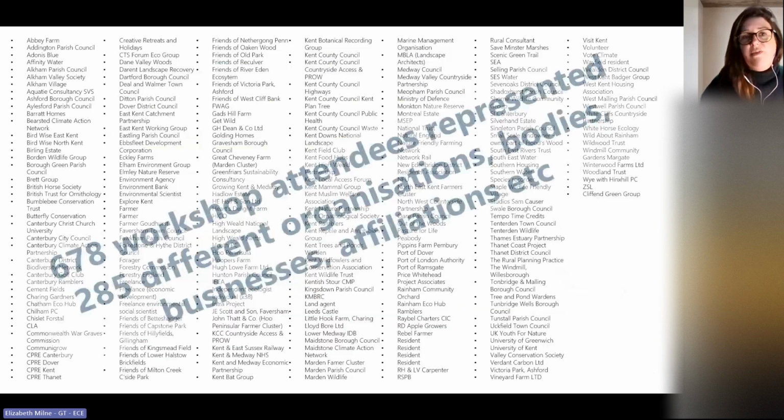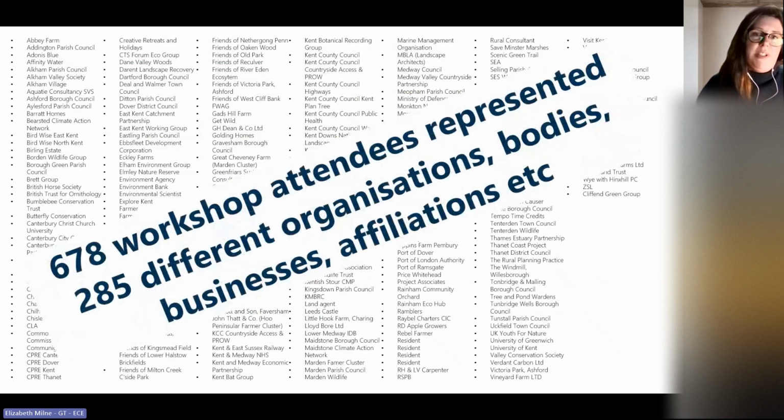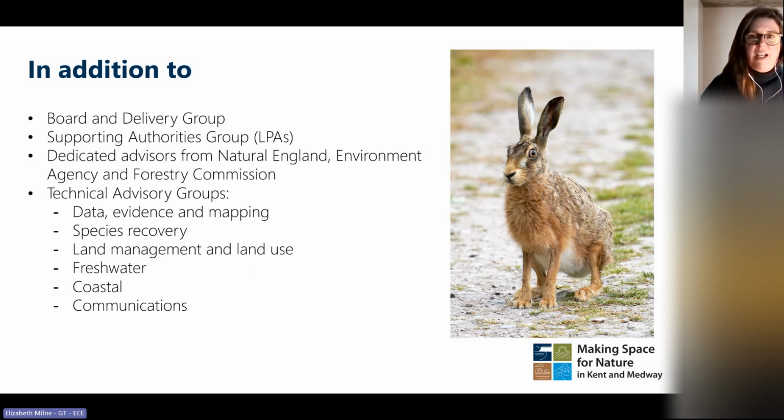And across the different individual workshop attendees we had, they represented nearly 300 different organisations, bodies, businesses and affiliations. So we feel like we genuinely did have a really broad spectrum of stakeholder engagement. And in addition to this, the project was also steered through a formal delivery structure, and that included a board and delivery group. We had a supporting authorities group, so that's our local planning authorities, who had the opportunity to guide and steer the work to make sure that it would work with local plans.